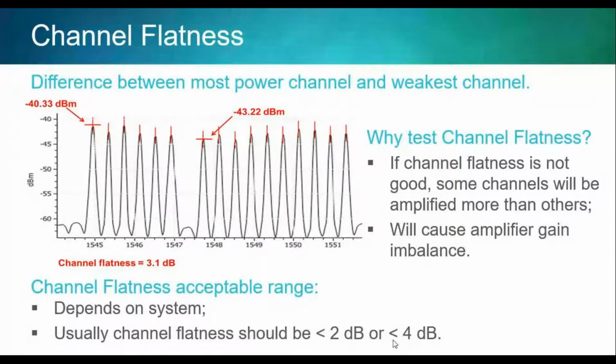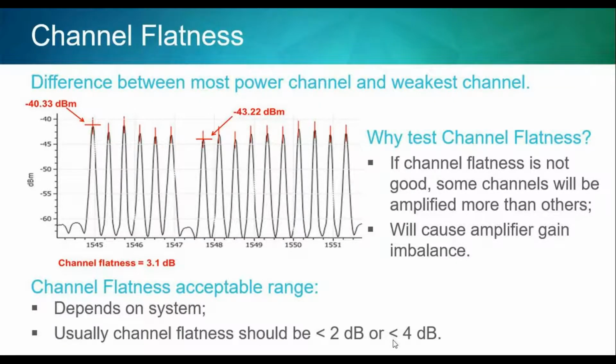In terms of flatness, the flatness is the difference between the power levels of the highest and the lowest, where there's the most power and the weakest channel. That gives you the flatness. It's really important because if the flatness is not good, some of the channels might be amplified more than others, and that will create an imbalance with the amplifier, and will also affect the ratio with regard to the noise that is introduced at each amplification stage.